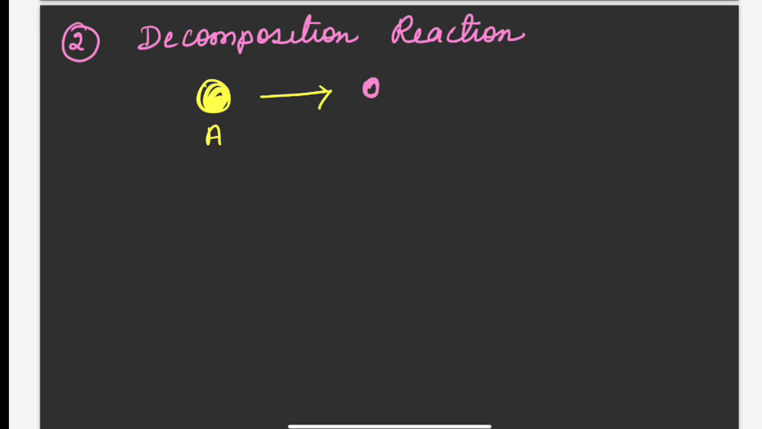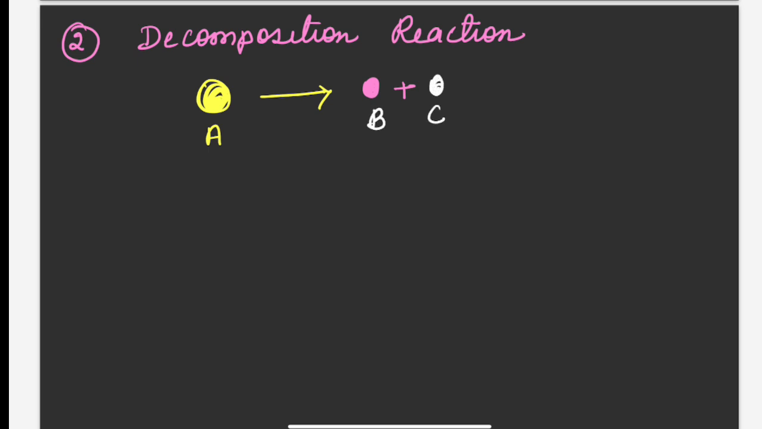Now let us study the second type of reaction, which is called decomposition reaction. Again let us take one example to understand. In decomposition reaction, there is only one reactant. Let us take it as A. One reactant will give 2 or more products. This is one product and this is second product. So you will get B and C.